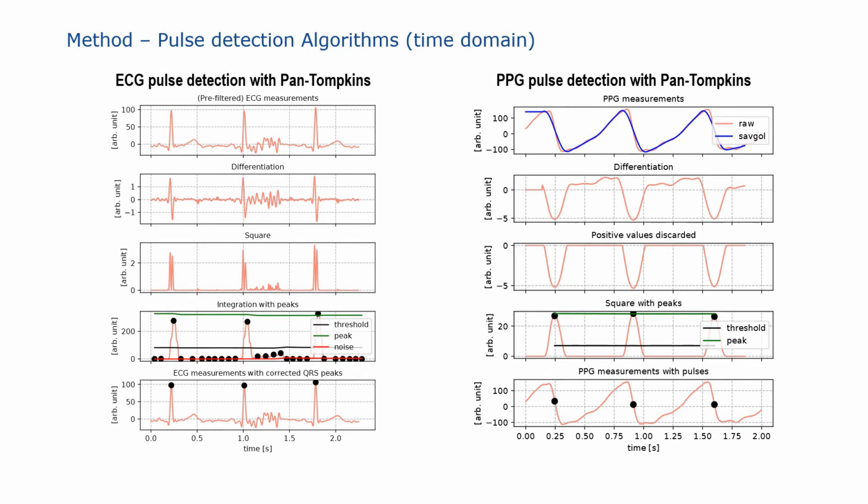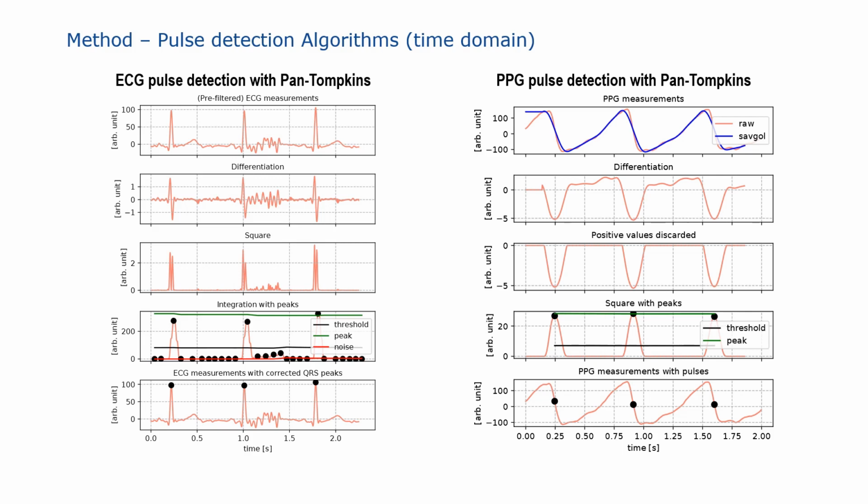The second method of the pulse detection takes place in time domain. The algorithm proposed by Pan-Tompkins is used. Therefore, the ECG signal on the left is filtered in order to remove noise. The filtered ECG signal is differentiated and squared. After that, a moving window integration of the squared signal takes place.